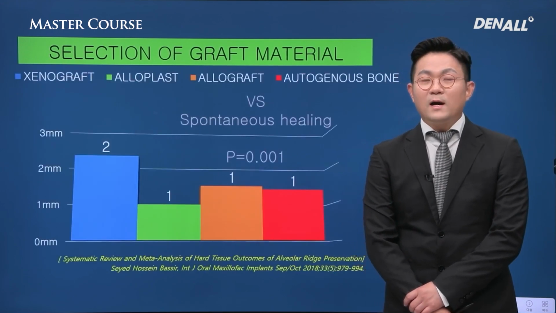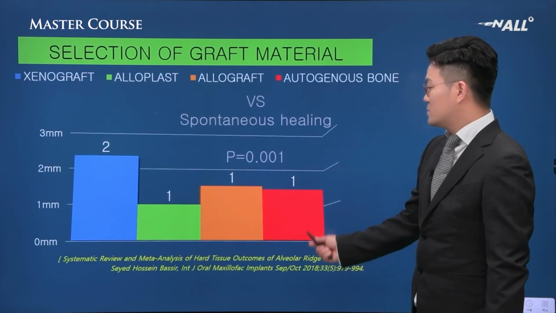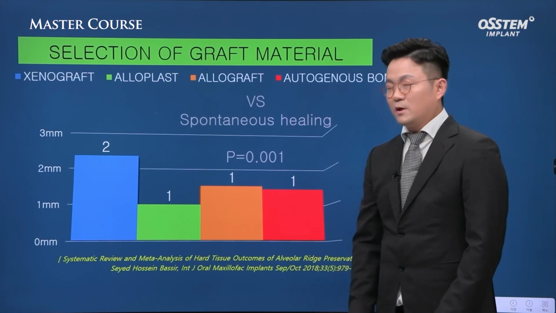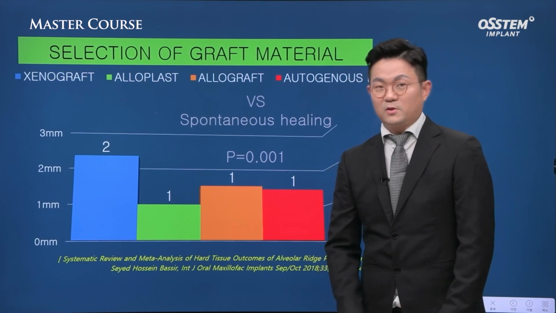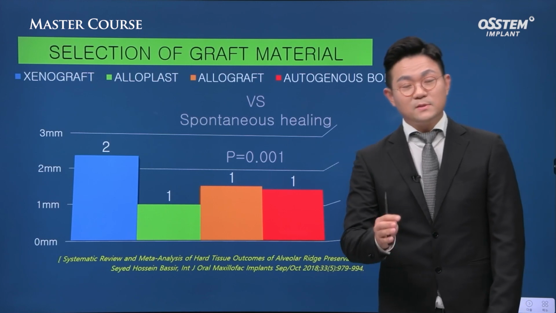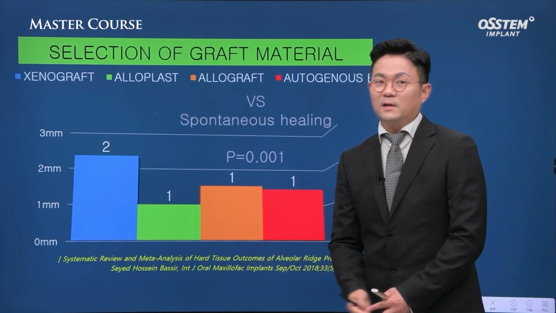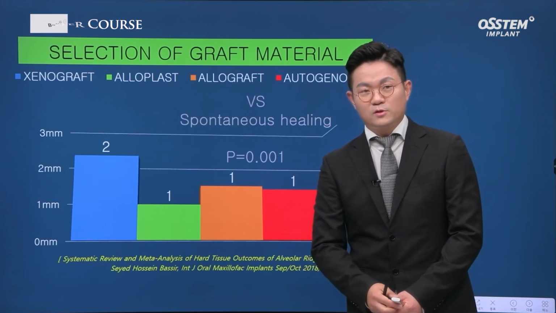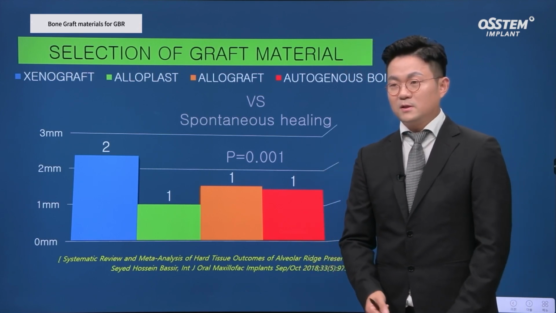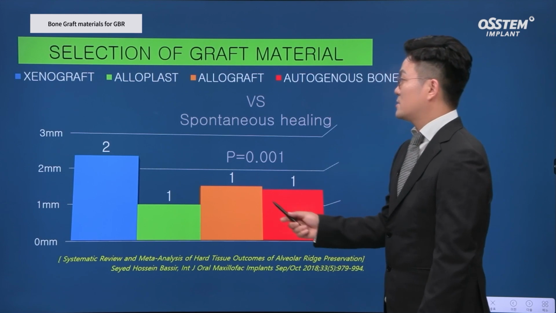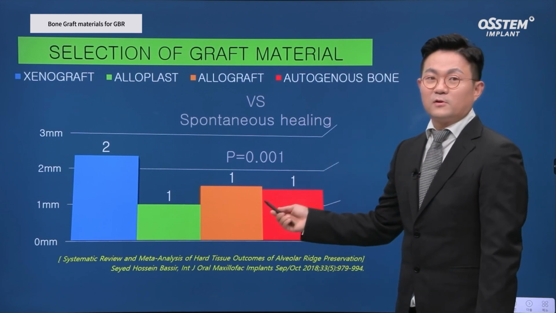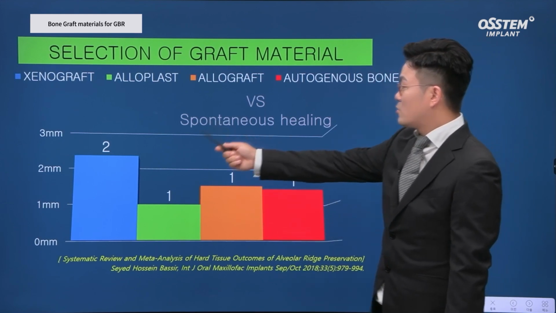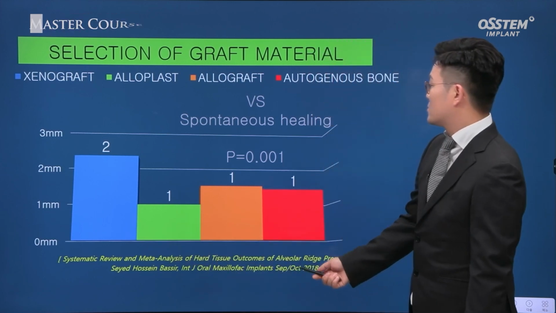One more thing, this is a different story. Socket preservation. After extraction, you don't place implants or you will place implants later. Graft material is put in to prevent bone resorption. This is the ridge preservation procedure. Xenograft is here. Allograft.